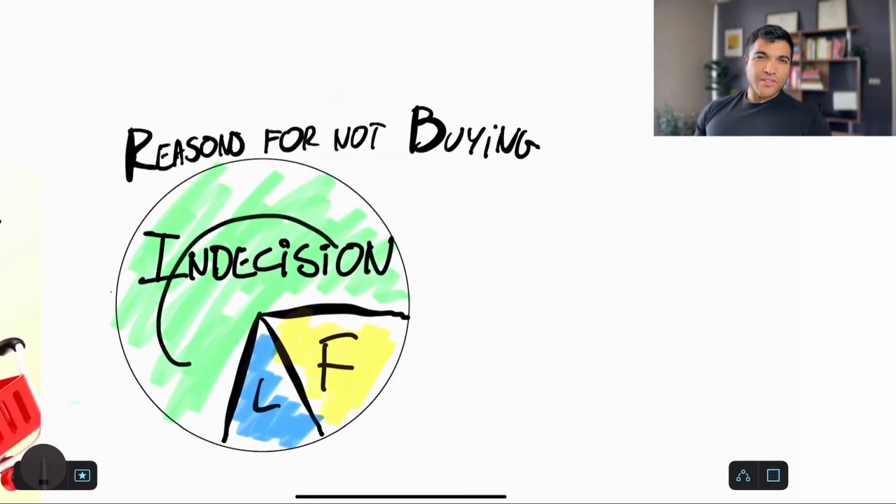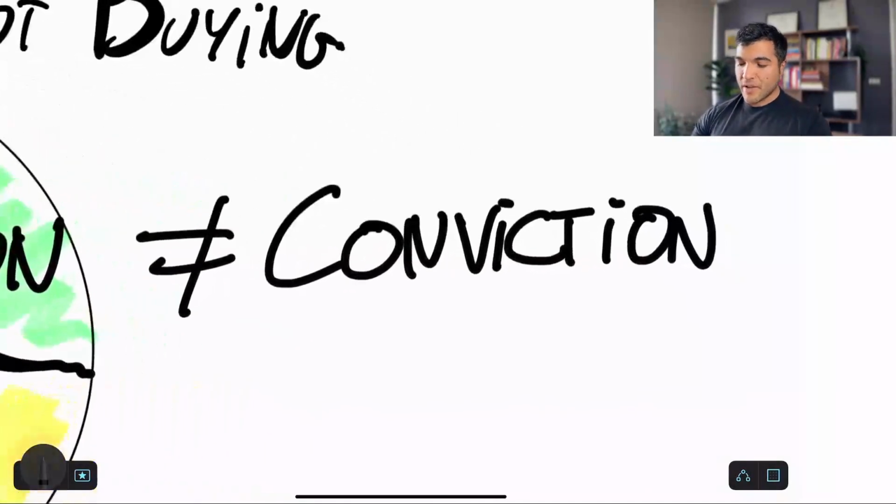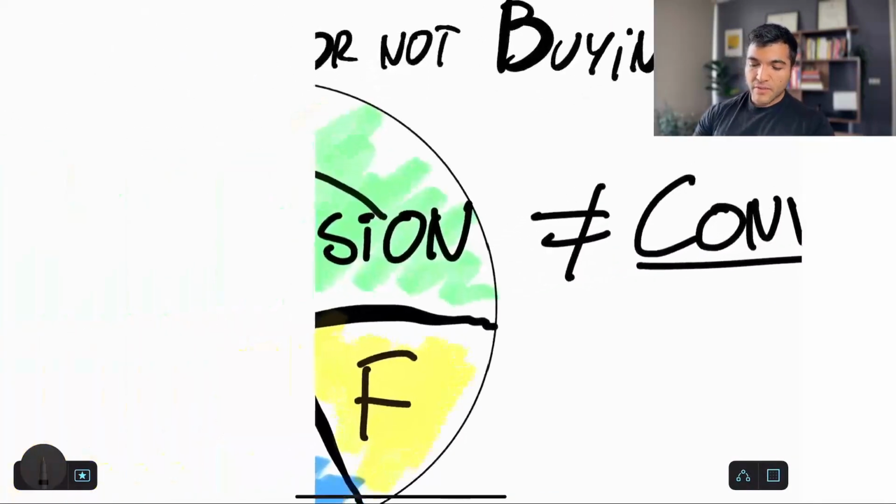indecision. So indecision is simply the opposite of conviction. When someone knows they want to buy something, they have conviction. If they don't, they have indecision.